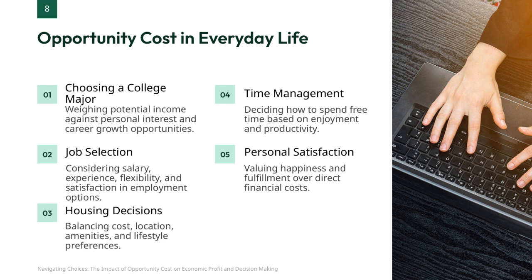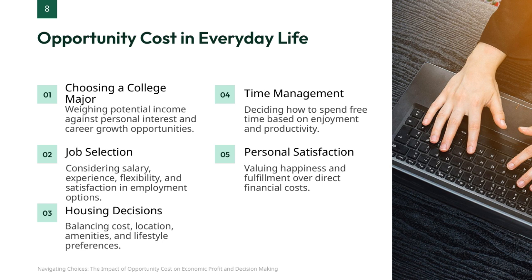Moving on to housing decisions, we take into account cost, location, amenities, and lifestyle preferences, recognizing how each factor impacts our daily comfort. Time management is another crucial aspect, where we decide how to spend our free time based on what brings enjoyment and productivity. Finally, personal satisfaction reminds us to value happiness and fulfillment over direct financial costs, emphasizing the importance of well-being in our choices. Altogether, these points highlight how opportunity cost shapes the way we prioritize and make decisions in our daily lives.